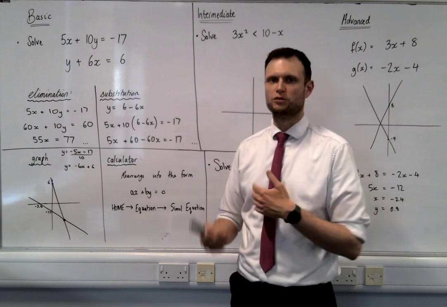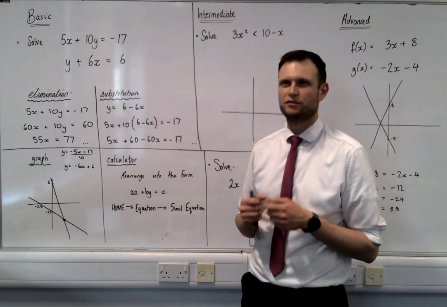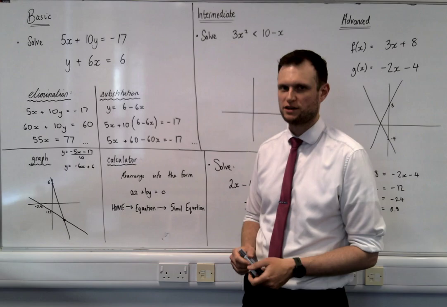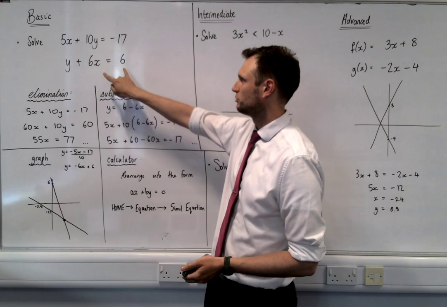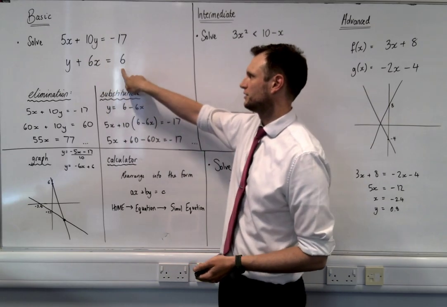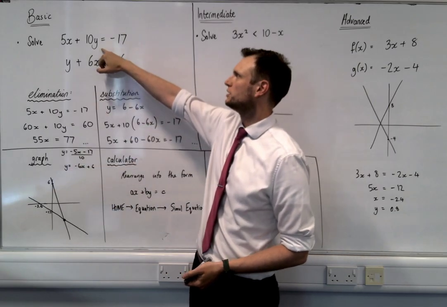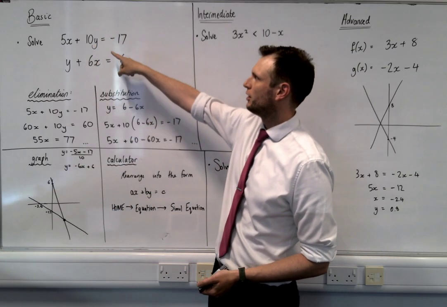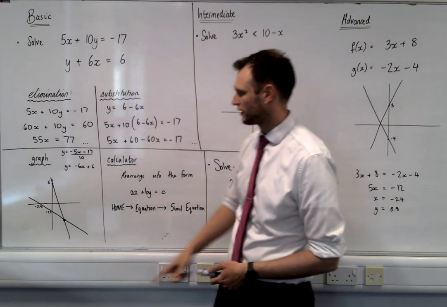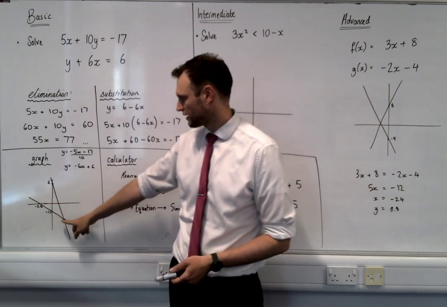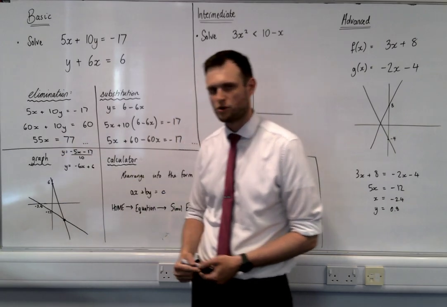One of the ways which becomes more and more useful at A-level in order to solve simultaneous equations, or at least find when you have solutions to simultaneous equations, is to do so graphically. So you would plot both of these. So this one's quite easy. It's y equals minus 6x plus 6. So that's this line here. And then this one's a little bit more awkward. It's going to be y equals minus 5 over 10, so minus a half x minus 1.7. So that's this line here. And you can see that they cross there. The x coordinate is going to be 1.4, and the y coordinate, I believe, is minus 2.4.